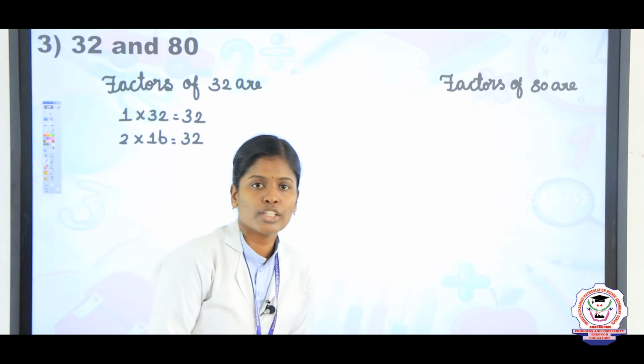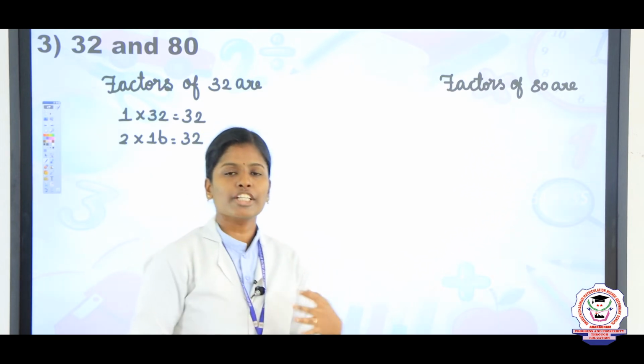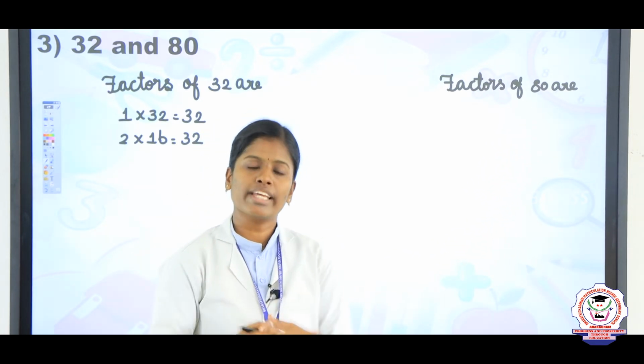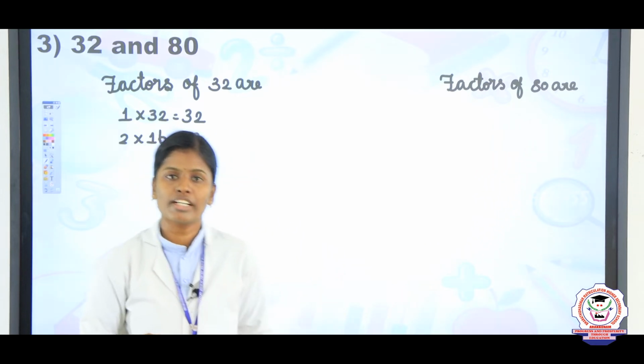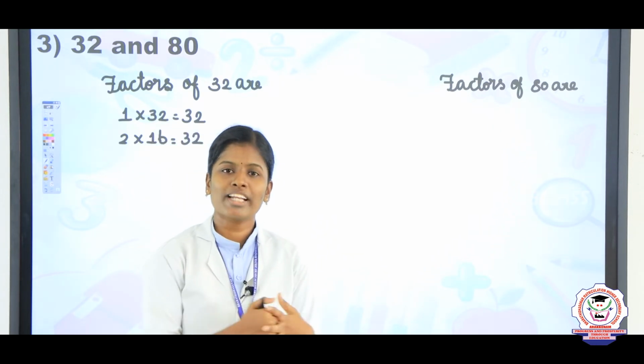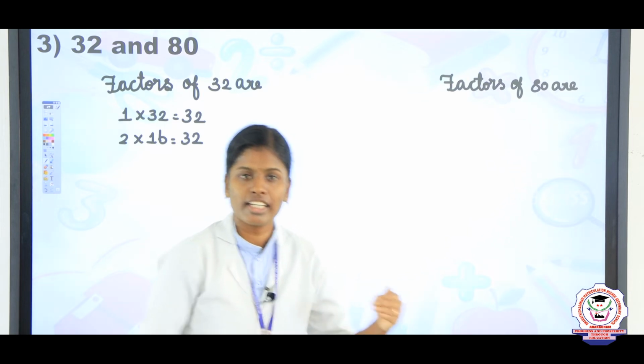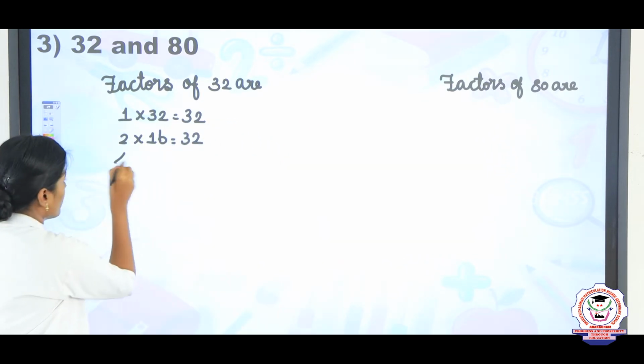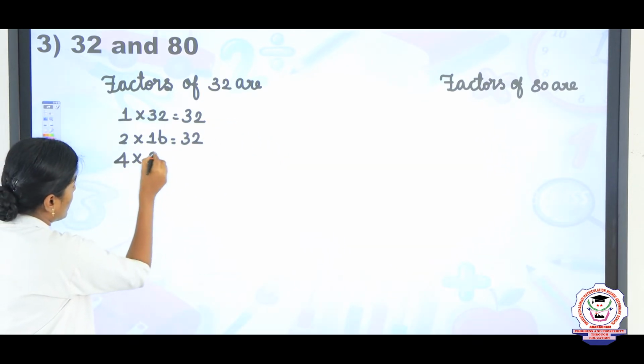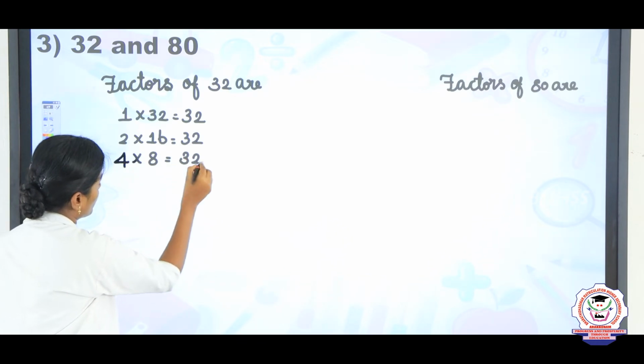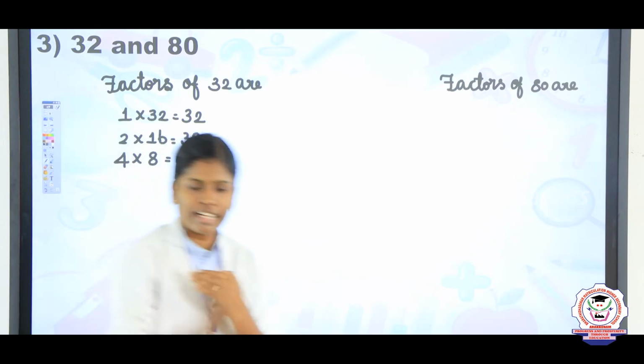3 table of 32? No, 3 table 32 is not possible. Next we are going to take the 4 table. And 4 table of 32 is how many times? 4 8s are 32. So write the answer. 4 8s are 32. Next we are going to check the 5 table.